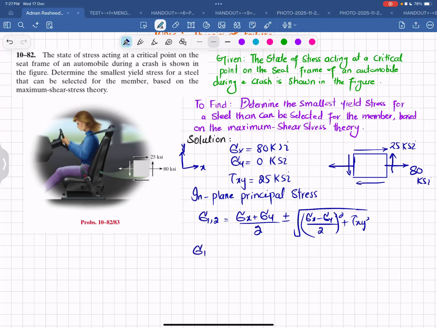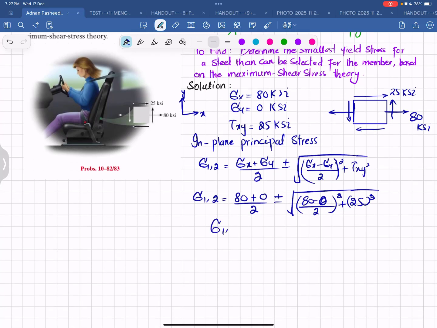So just put the value. Sigma x is (80 plus 0) divided by 2, plus minus the square root of ((80 minus 0) divided by 2) whole square plus tau of xy, which is 25, whole square. So sigma 1,2 is 80 divided by 2 plus minus the square root of (80 divided by 2) whole square plus 25 whole square.